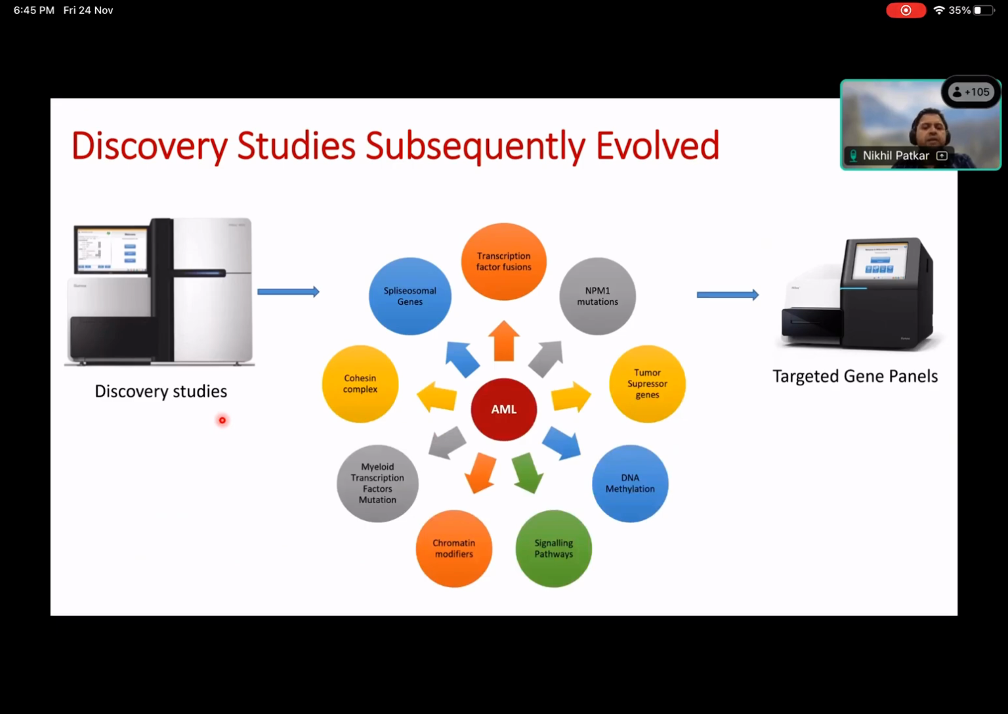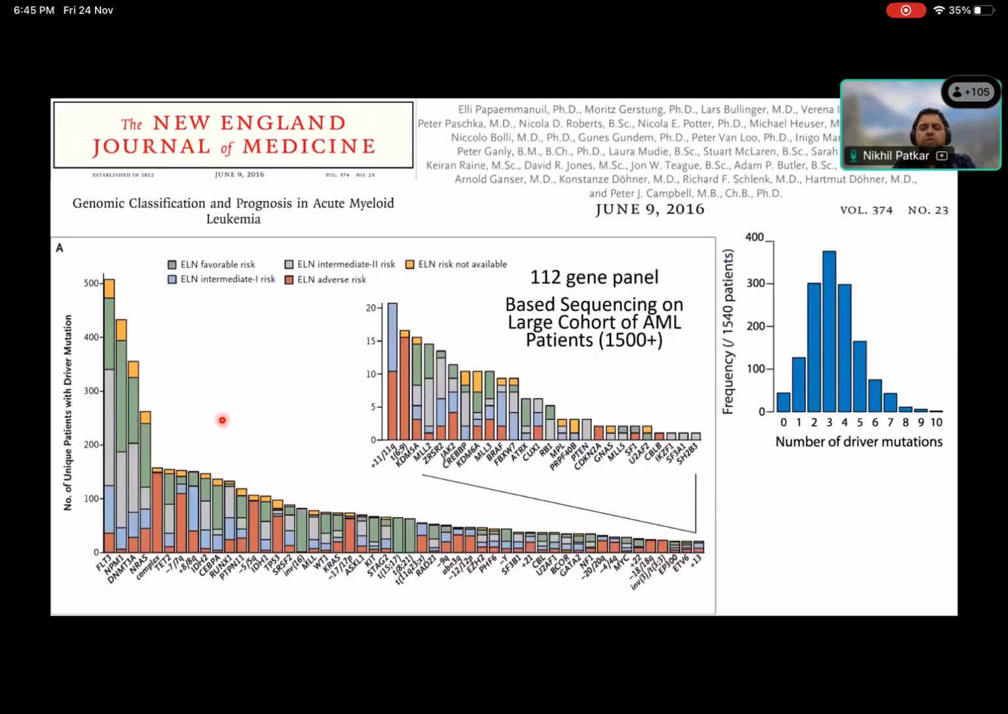So subsequently, there were discovery studies which said that there were recurrent gene mutational pathways which were mutated in AML, which then gave rise to the concept that we can sequence only certain limited sets of genes, which led to the development of targeted gene panels. Today, targeted gene panels are used for risk stratification, diagnosis, prognostication and monitoring of almost every malignancy, and blood cancers are at the forefront of this.